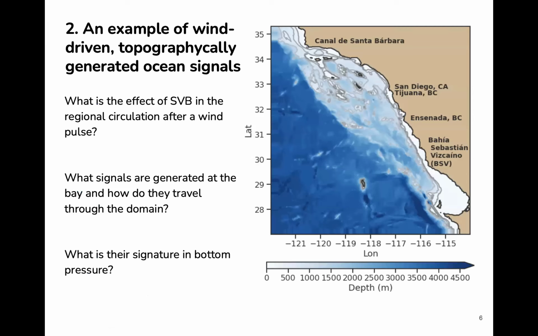I'll try to show you what the effect of the bay is on the regional circulation after we have a wind pulse. Instead of looking at real winds, we want to narrow down the problem and just see what happens if the wind blows very quickly over the bay. We want to excite as many frequencies as we can, and that's why we did a very short pulse. And I'll tell you what signals are generated at the bay and how they travel through the domain.